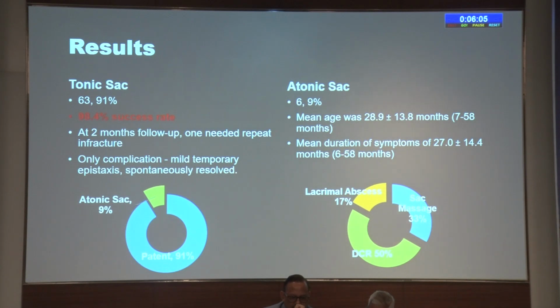After syringing, 63 patients had a clear patent nasolacrimal duct, with 6 having the atonic sac. All but 1 had a successful outcome. Among the atonic sac, Crigler massage was advised, which led to resolution in 2, and the rest were subjected to DCR.